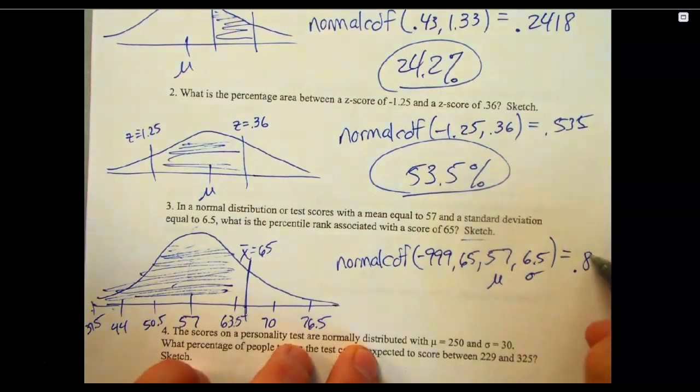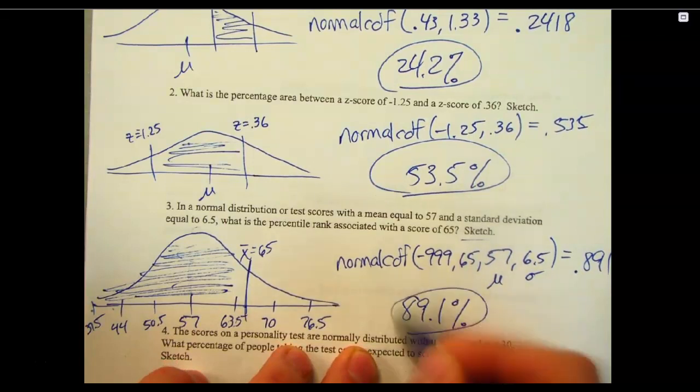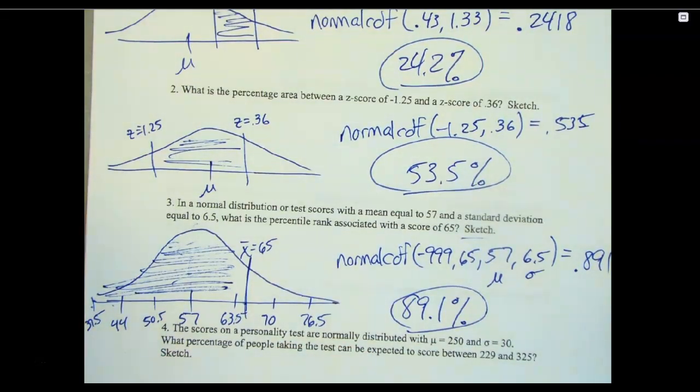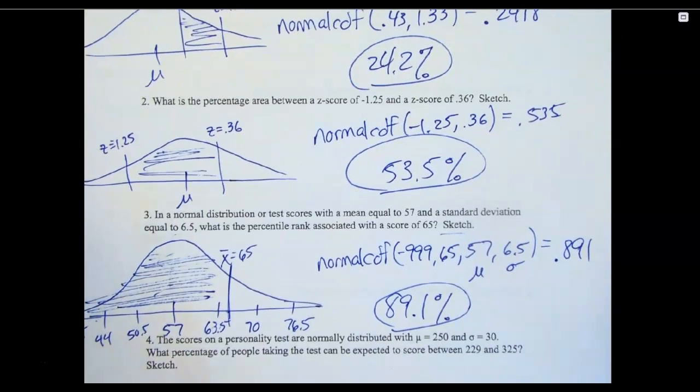So I get 0.891, which makes sense to me. I don't know if that makes sense. It doesn't not make sense, mostly. Like if I got 12%, that would be weird to me because we're above the mean. You guys get what I'm? Okay.